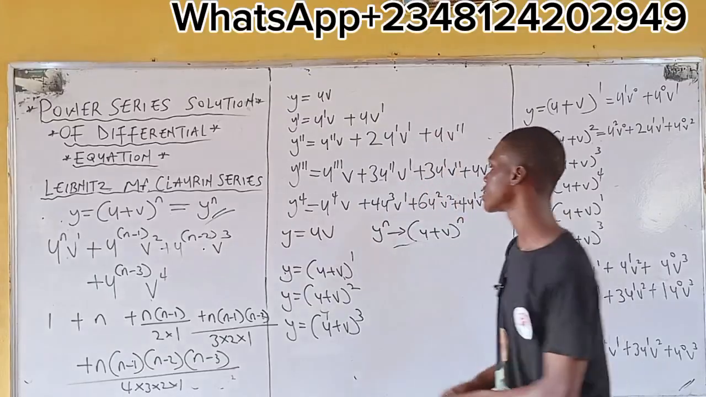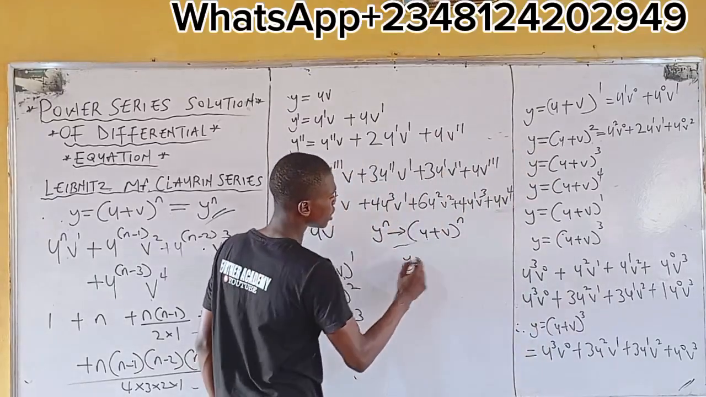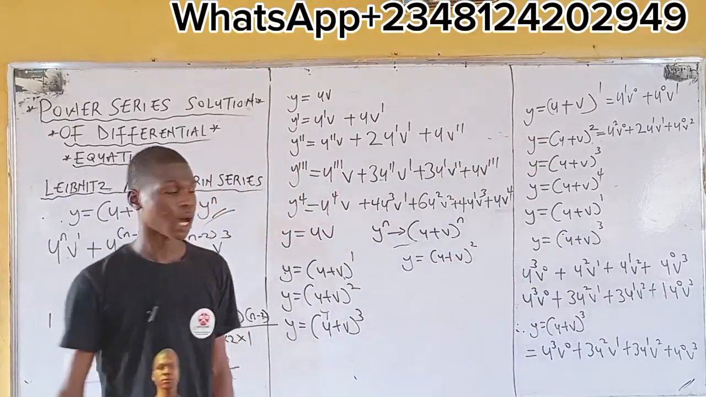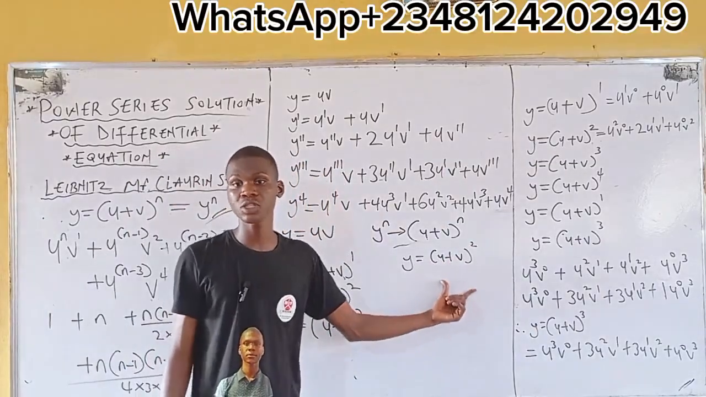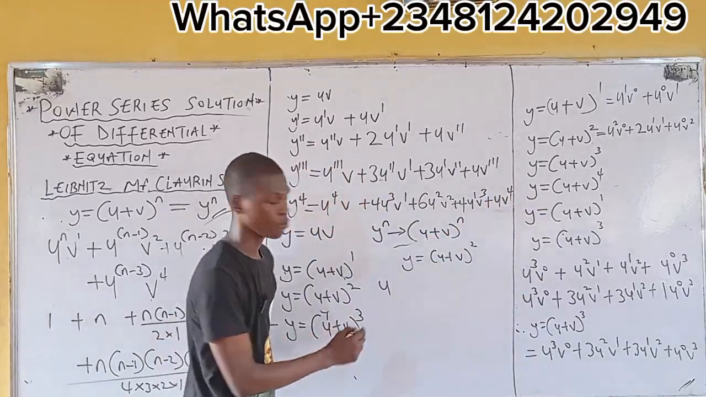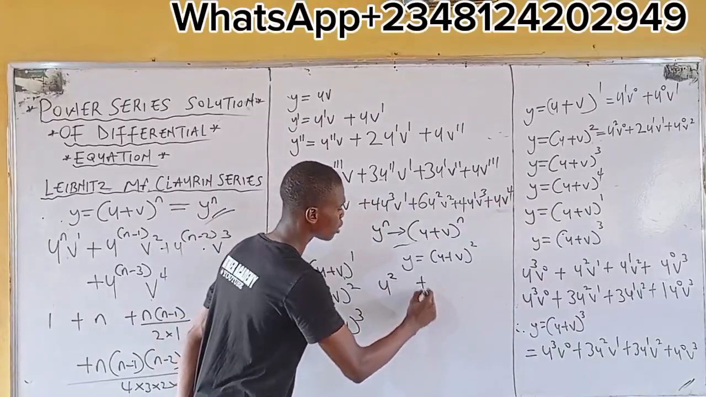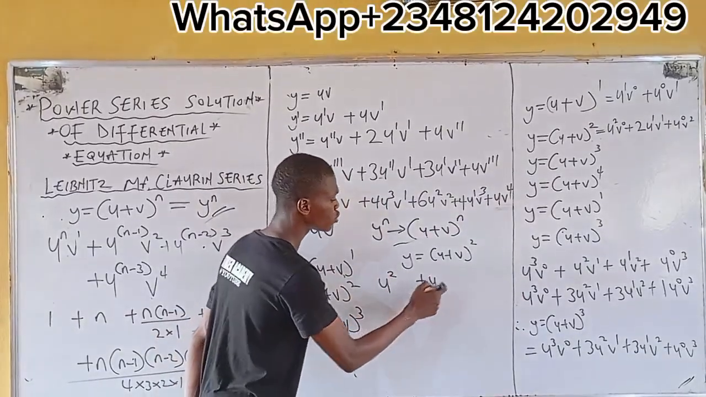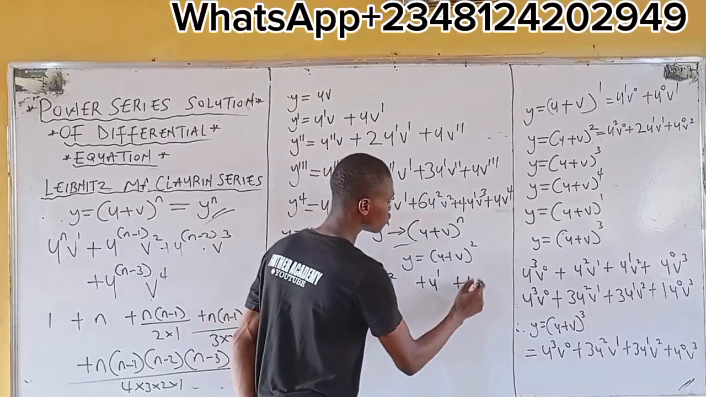Let's say for instance I'm having y equals to u plus v all raised to the power of 2, right? I want to find this derivative using binomial expansion. What do I have? I have u raised to the power of 2 plus u raised to the power of 1 plus u raised to the power of 0, right?